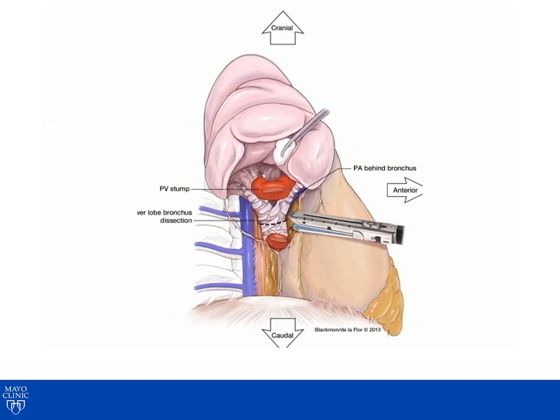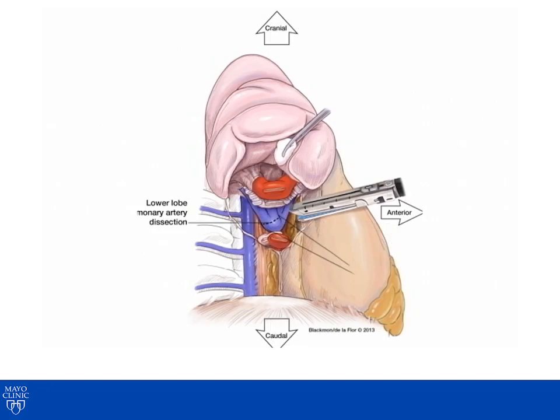When passing the stapler behind the bronchus, always be aware that the pulmonary artery is just on the other side of the bronchus. Beware not to pass with too much force, as you could potentially injure the underlying pulmonary artery.